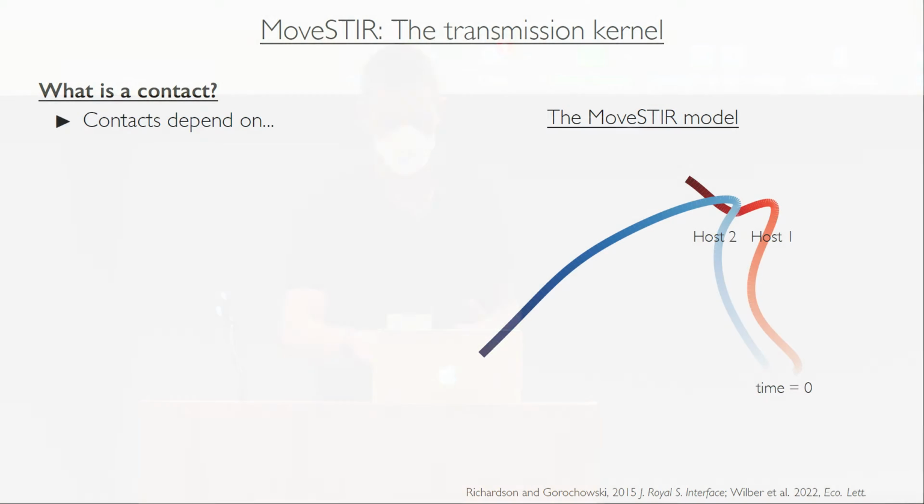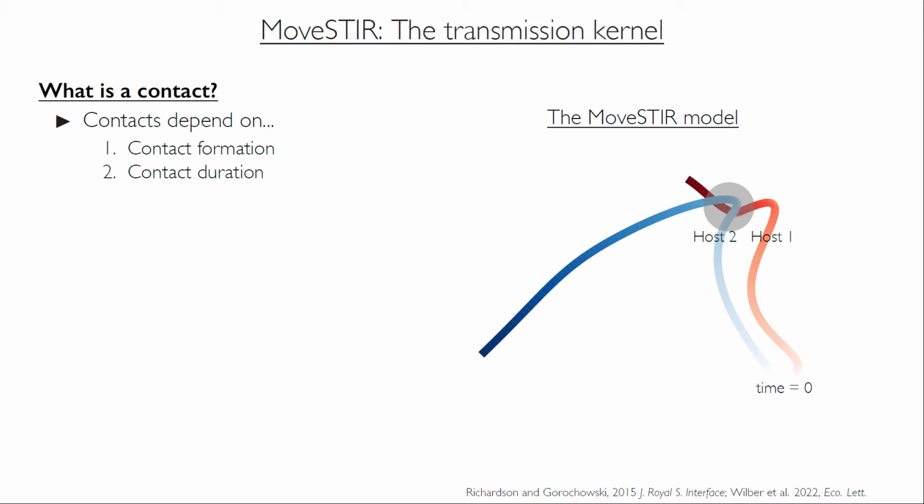Consider two movement trajectories here. We have host 1 in red and host 2 in blue. How do we define an epidemiologically relevant contact given those movement trajectories? Well, the Movester model says we need to consider 5 specific processes. First, contact formation. This might be when host 1 and host 2 are within some spatial proximity. That's pretty standard in contact ecology.